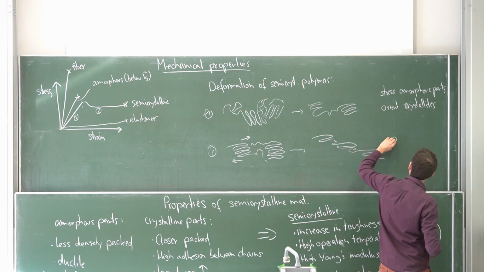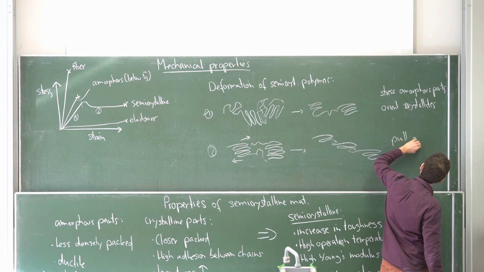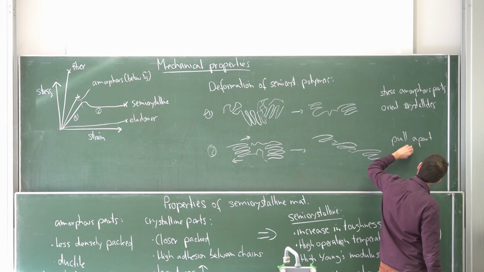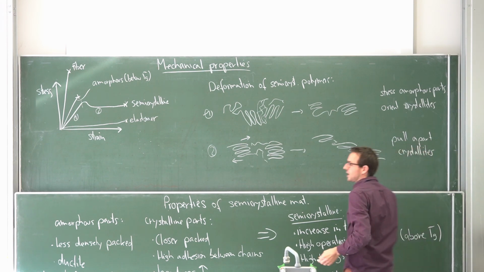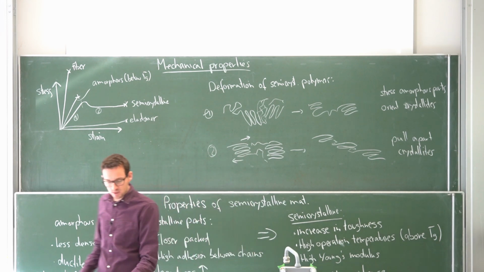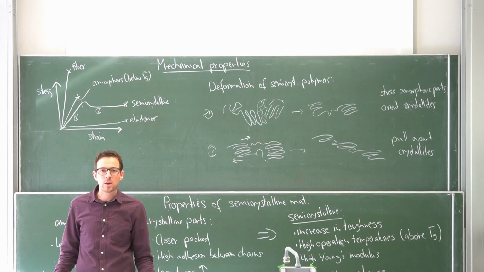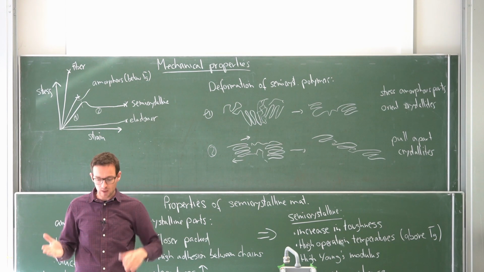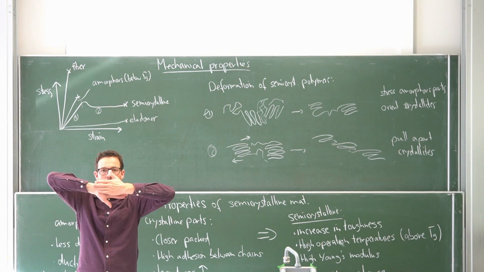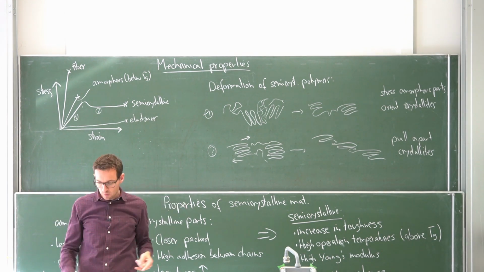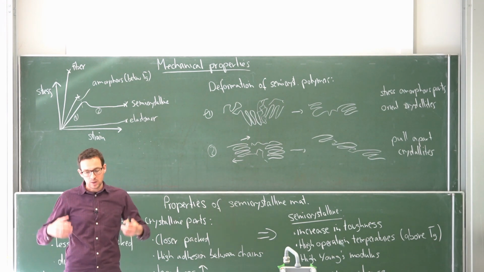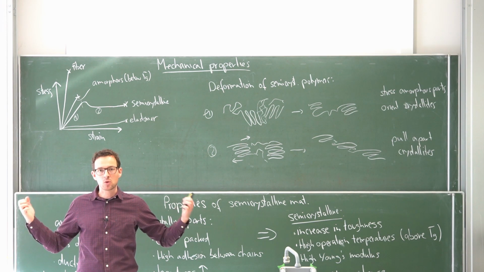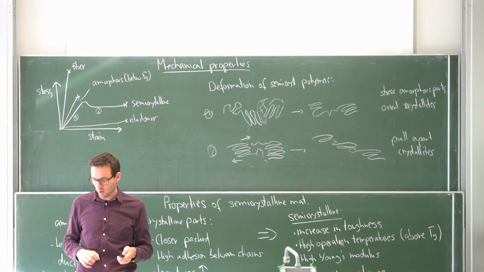So we need to pull apart the crystallites. And now you can imagine that since the crystallite actually saves quite some energy in these crystal domains, that's why they actually form, it requires a lot of work to pull them apart. And this dissipates a lot of energy, and that is why the semi-crystalline properties are so tough, can absorb so much energy before they finally break.